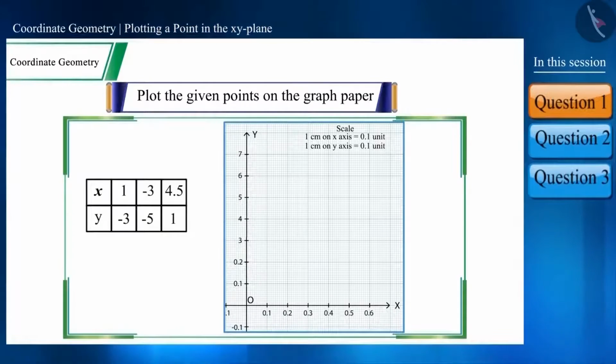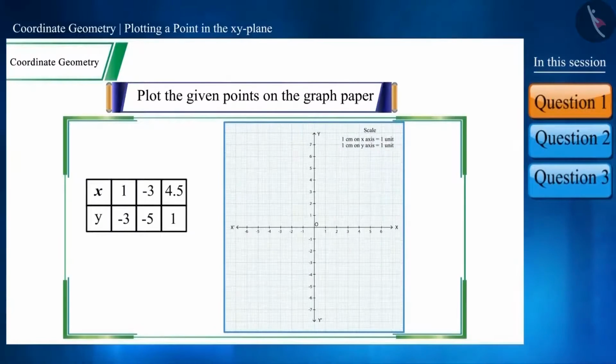We will write numbers here taking 1 centimeter equals to 1 unit. You can also write these numbers in the form of coordinate points like this: (1, -3), (-3, -5), (4.5, 1). Friends, we will now plot the first point, (1, -3).